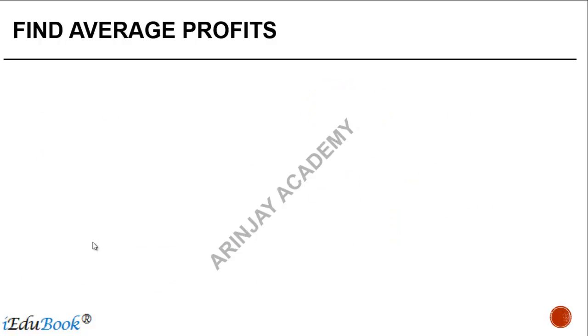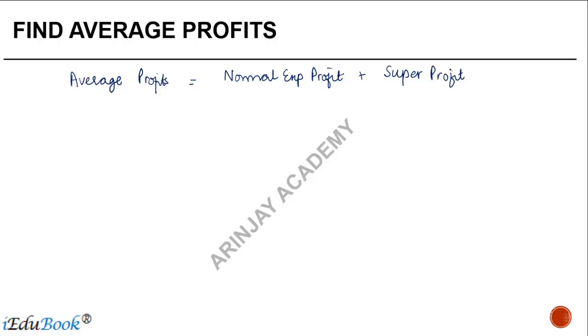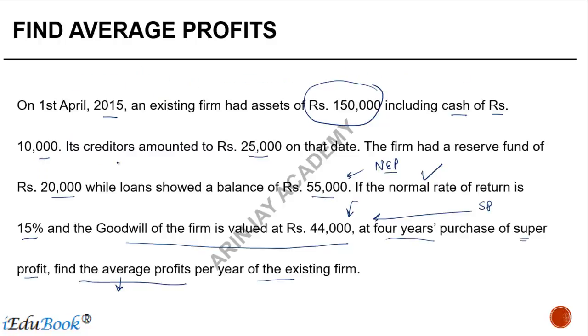Let us do that. So like I said, the average profits is equal to the normal expected profit plus the super profit, right? So first let's calculate the normal expected profit. What are the net assets? For the net assets, you're given some data. Let us just go through that one by one.